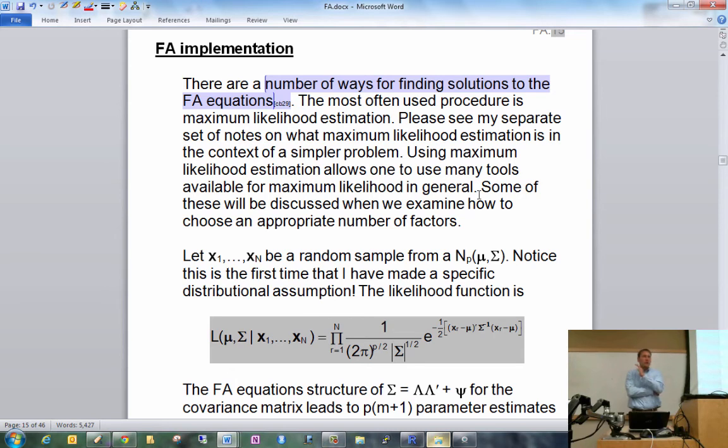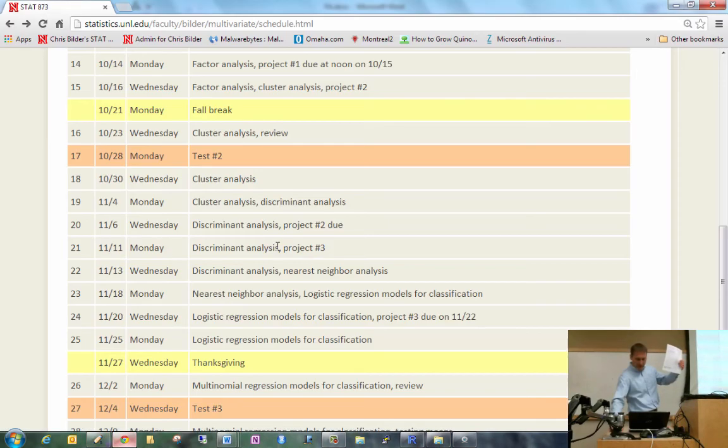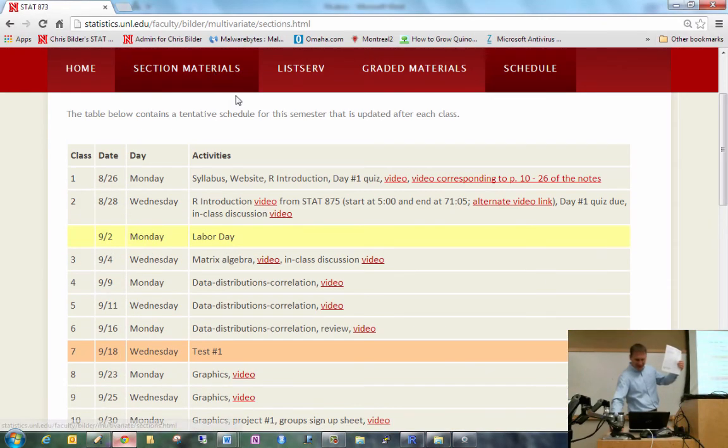I would expect many of you have seen maximum likelihood estimation before. But if you only come in here with a Stat 801 background, you may not have seen maximum likelihood estimation before. So I feel as though we do need to talk a little bit about what maximum likelihood estimation is. And so that's what these additional notes that you should have been able to get from my website are for. Let me just verify that I did put it out there. I hope so.